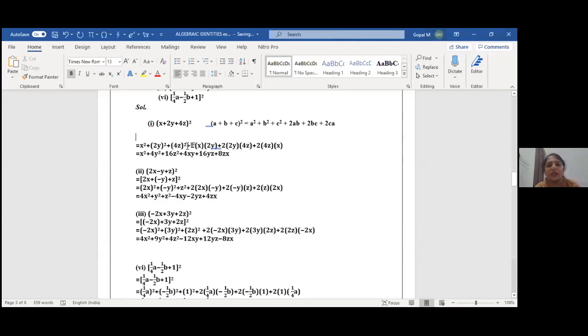Am I clear, children? Next, 2AB: 2, A value is x, B value is 2y. 2BC: 2, B value is 2y, C value is 4z. 2CA: 2, C value is 4z, A value is x. I just applied the A value, B value, C value in the identity. That's it. Any doubt in this step?